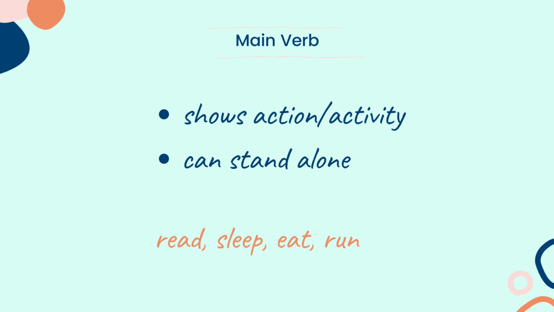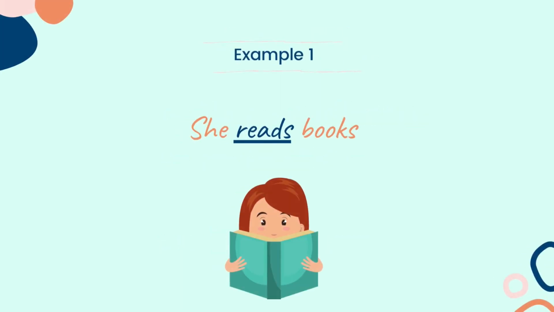What is the main verb? The main verb shows the action or activity of the subject, and it can be standalone, which means it doesn't require any other verb for its existence. Some of the examples of it could be read, sleep, eat, run. Let's look into some of the sentence examples. She reads books. Here, the word reads shows action and is used standalone. So, reads is the main verb here.